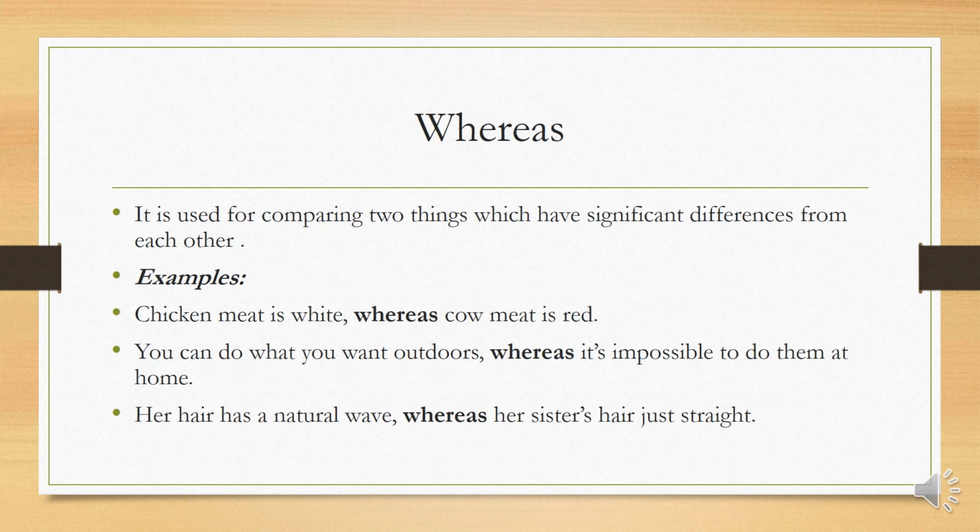Whereas is used for comparing two things which have significant differences from each other. For example, chicken meat is white, whereas cow meat is red. You can do what you want outdoors, whereas it's impossible to do them at home. Her hair has a natural wave, whereas her sister's hair is just straight.